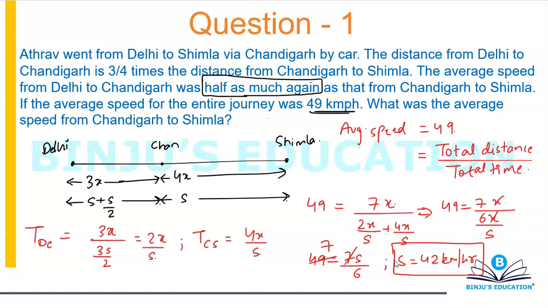What's the average speed from Chandigarh to Shimla? That's the S value, which is 42. If they had asked you from Delhi to Chandigarh, then it would be 3S by 2, which is 63 kilometers per hour. Again, I have simply used that one relationship, that is average speed is equal to total distance over total time taken. That is all that you need to know.